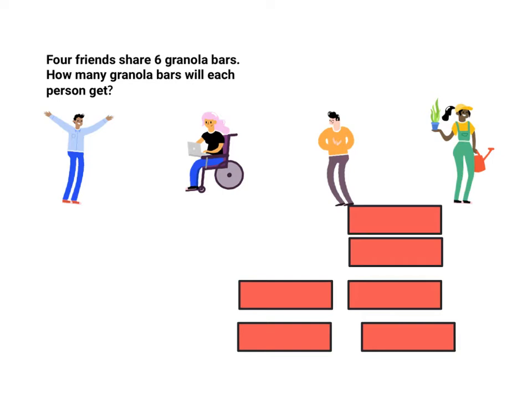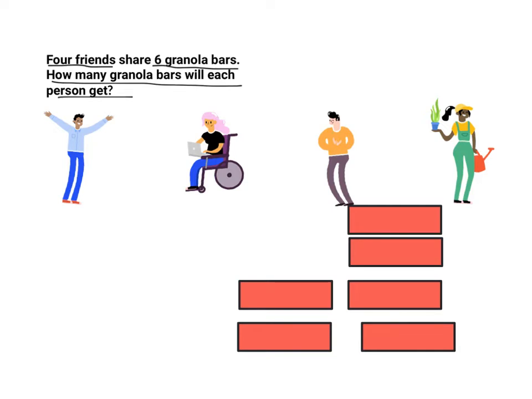Let's remember to read the problem twice and to think about the important information as we read it a second time. 4 friends share 6 granola bars. How many granola bars will each person get? So we know that there are 4 friends, and we know that there are 6 granola bars, and we want to know how many granola bars each person will get. So here I have a picture of 4 rectangles that can represent the granola bars.